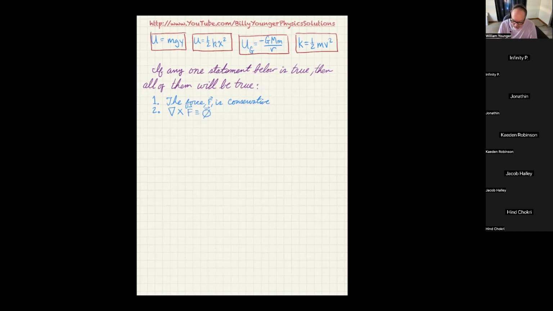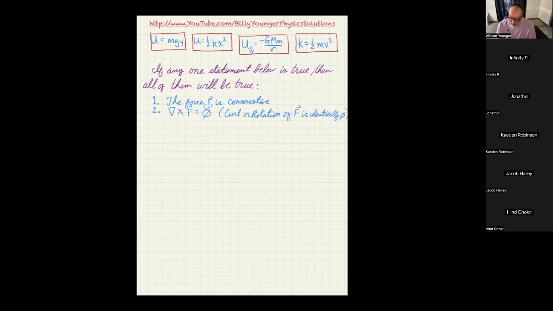But I want you to say, this is also saying the curl, or rotation, of F is identically zero.